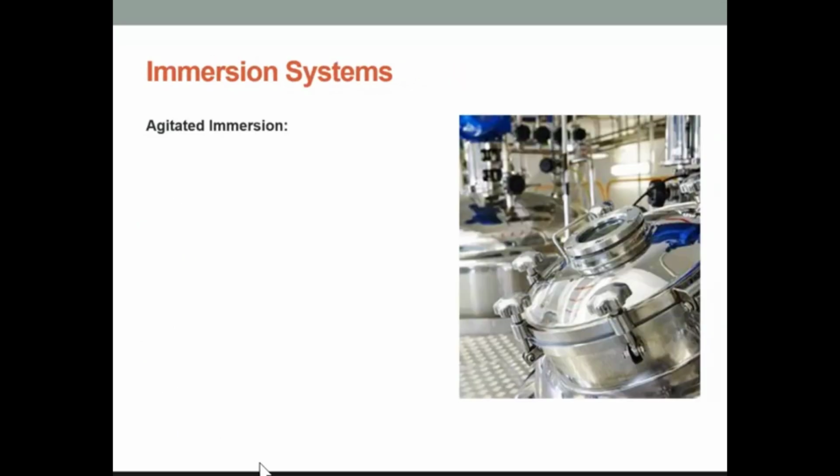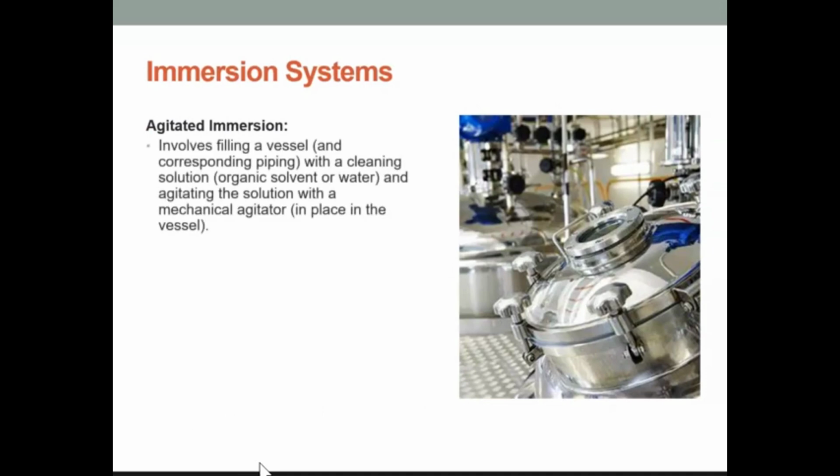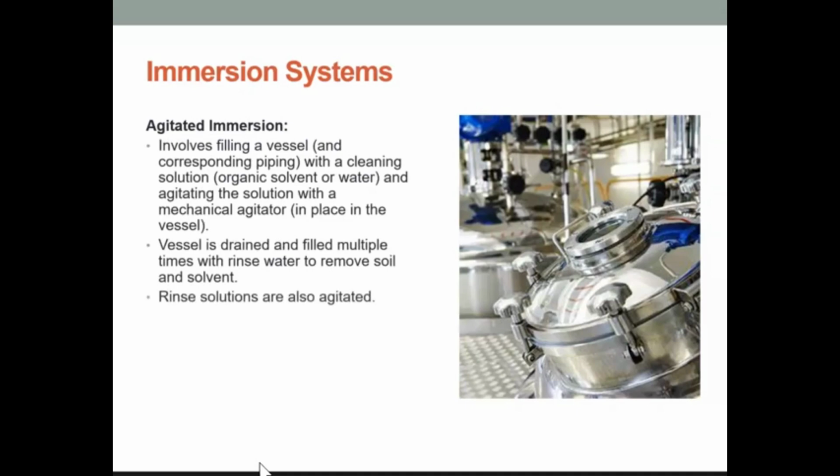The immersion system. So there are 2 types of immersion system, agitated and static. So agitated immersion involves filling a vessel and the corresponding piping with the cleaning solution. That could be some kind of an organic solvent or water or some other type of surfactant. That would be mandated by your validation. And then in agitation, the solution with a mechanical agitator, so that's already in place in the vessel. The vessel then is drained and filled multiple times with rinsed water to remove your soil and your solvent. The rinse solutions are also agitated.